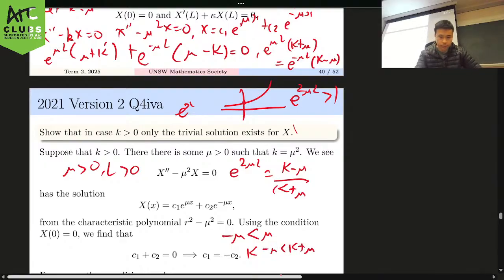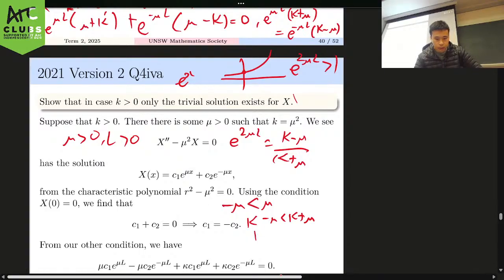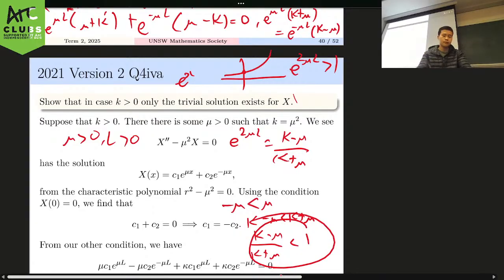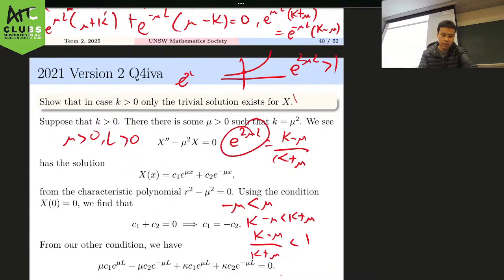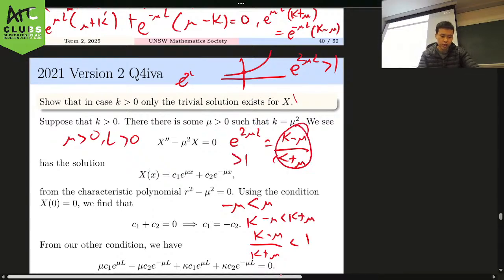But then I can divide by kappa plus mu. Again, that's fine because both of these are positive, so I'm not going to divide by negatives and flip the inequality. So this thing is less than 1. But now there's a problem, because this thing here has to be greater than 1, and this thing here has to be less than 1. So that's a bit of a problem.